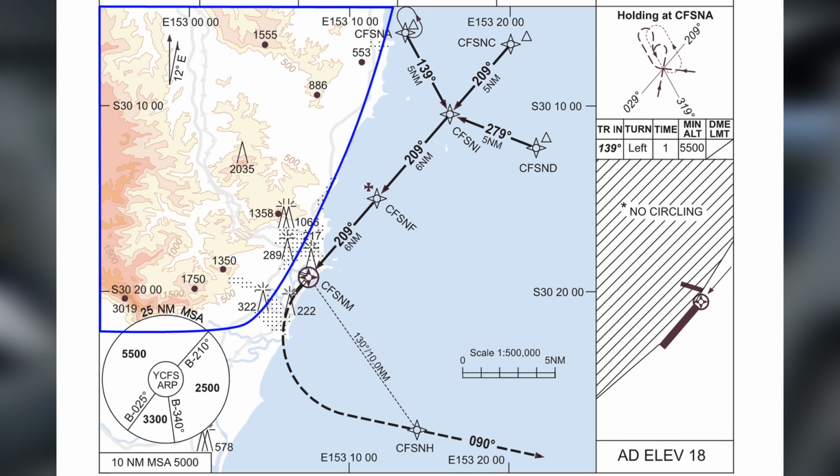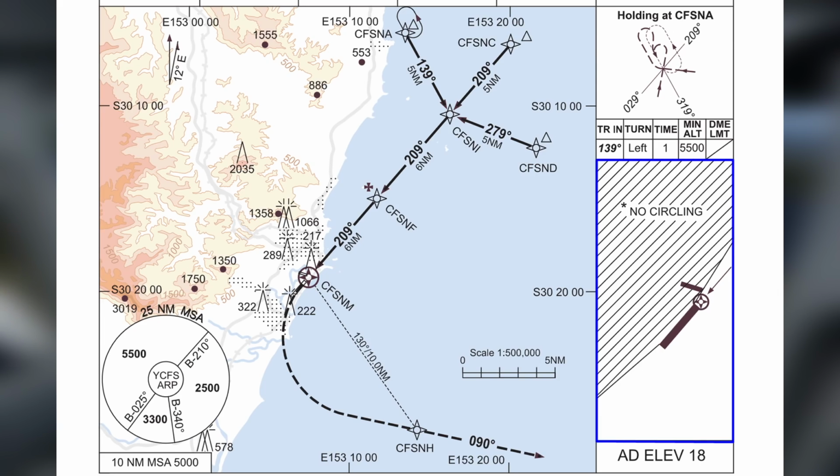As you can see on the map there, off on the left hand side there is terrain elevation, and then if you approach from the south you should be at least 3,300 feet high, and then from the sea of course there's basically no obstruction, so that's 2,500 feet. And also across to the right hand side you can see a little diagram that shows that you should not be circling over the land since the terrain is variable.